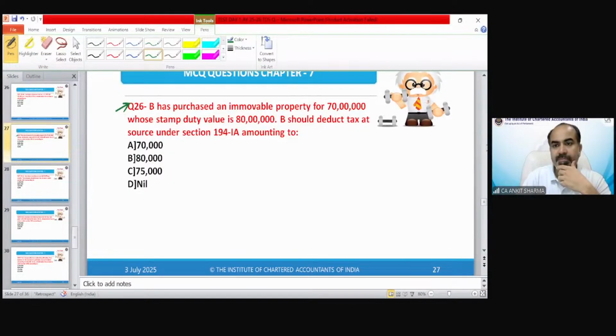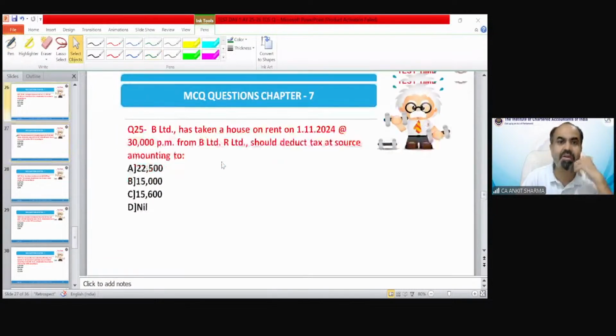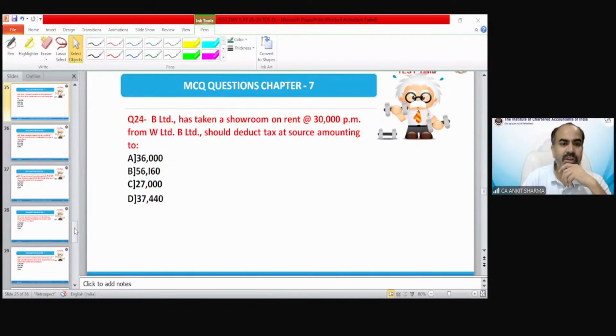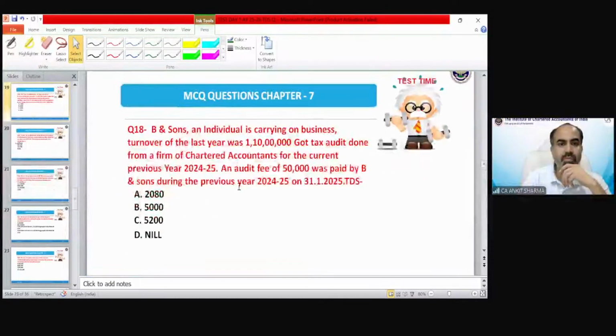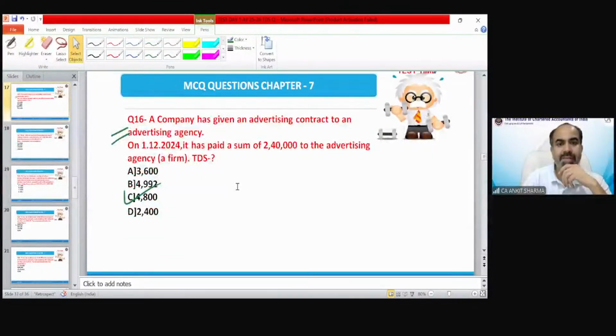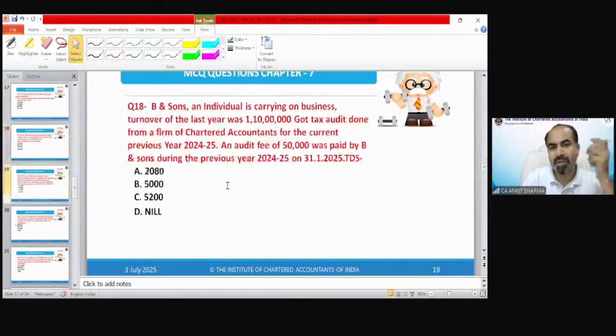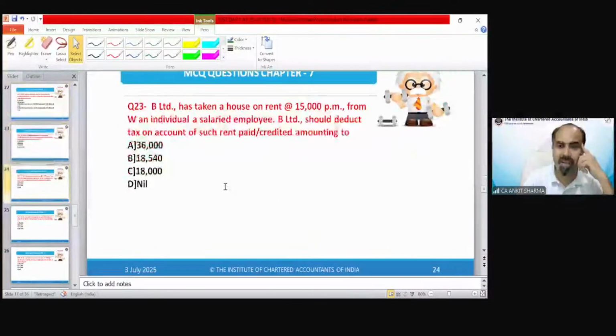Soumya, again, please write down the question number so I would be able to understand which question you are answering. Question number 16: section 194C is applicable, Somesh. Question number 16 was regarding an advertising agency contract. It's a contract-based service, so section 194C is applicable.